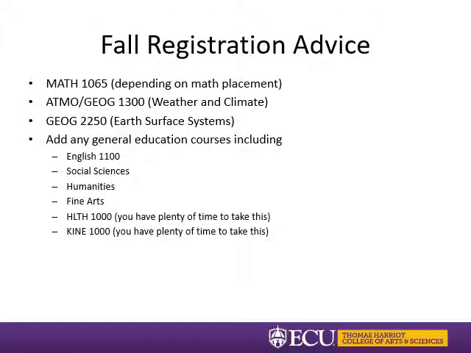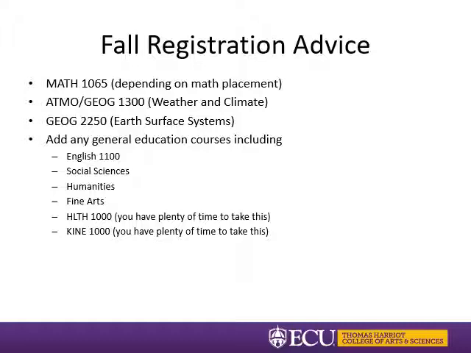So, now that you know all about the Applied Atmospheric Science major curriculum, what courses should you take this fall? The 4-year plan on the previous slide is a good guide here. In general, you'll want to take Math 1065 or the next in the math sequence if you're coming in with credit. So you can start right away with the math sequence.